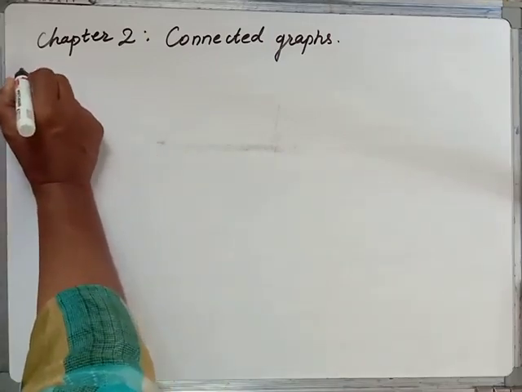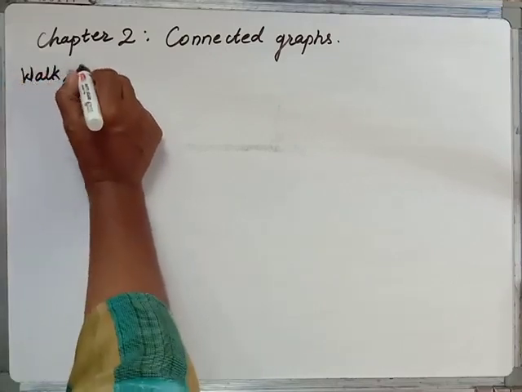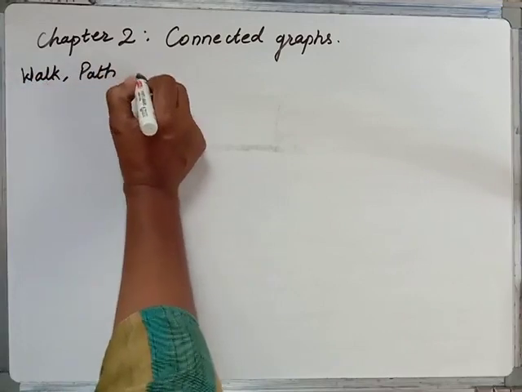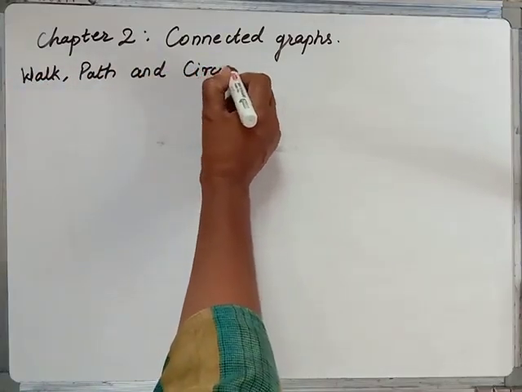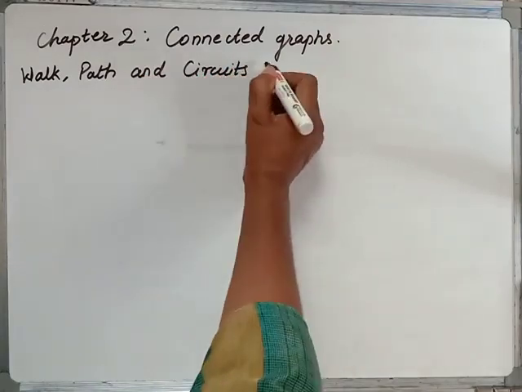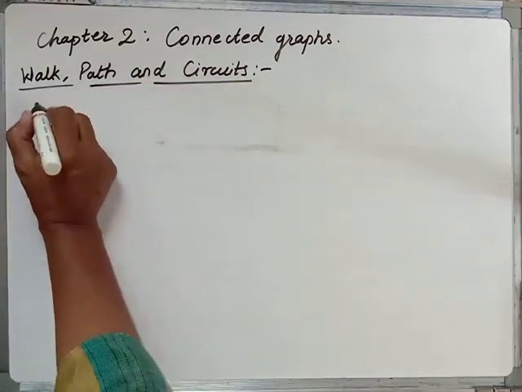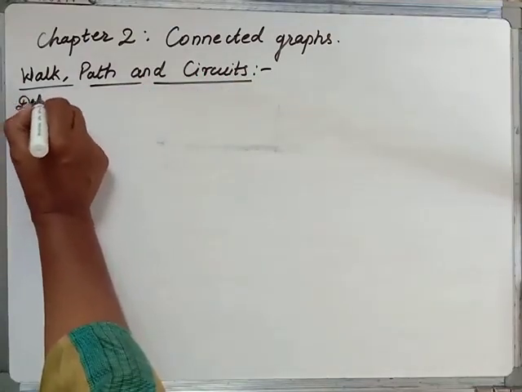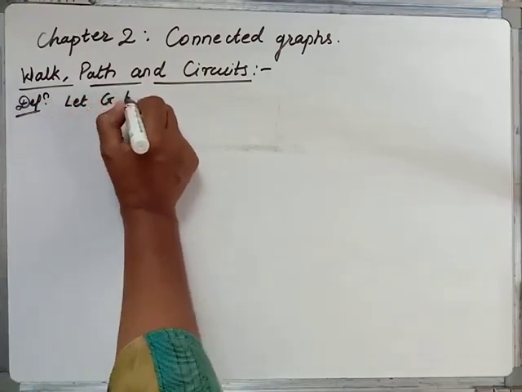So now, first of all, walk, path and circuits. Walk, path and circuits. Let's see these. What are these? Now, definition. Let G be a graph.